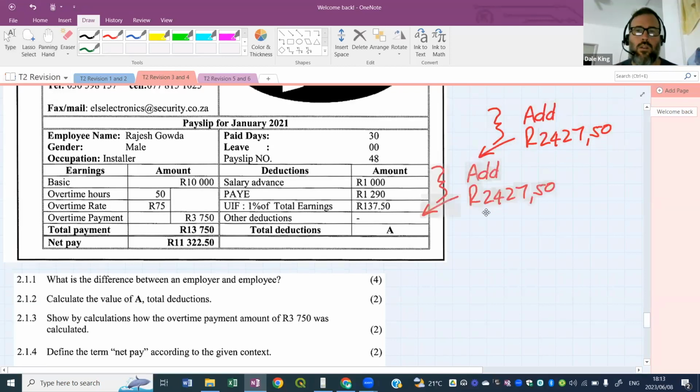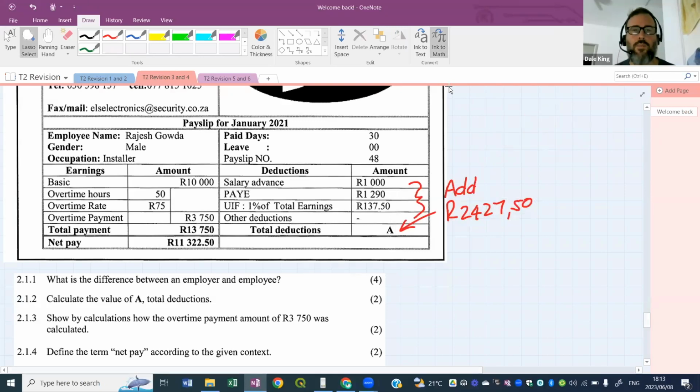All right, so that is our total for A. That is question 212. All right, next question. I see some of you are jumping the gun already. It says here, show by calculations how the overtime payment amount of 3750 was calculated. So what are they talking about?